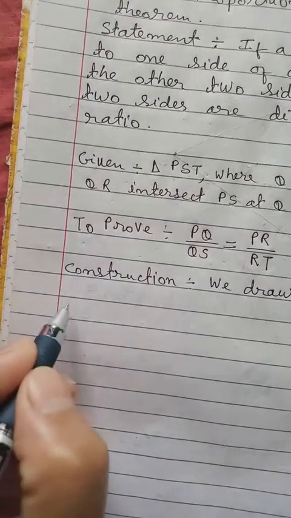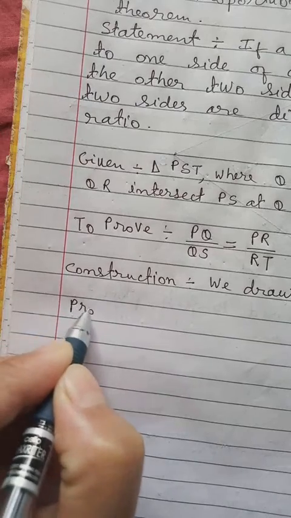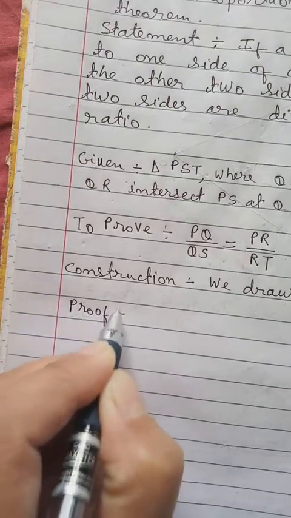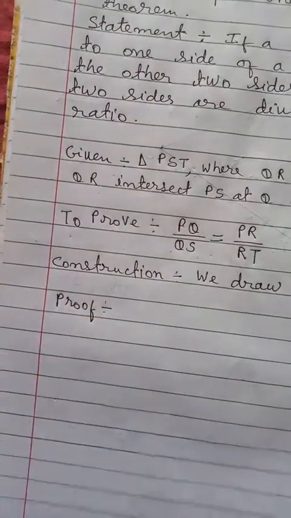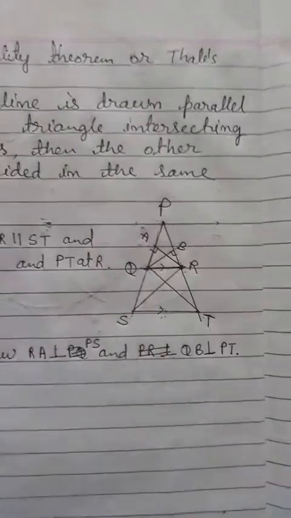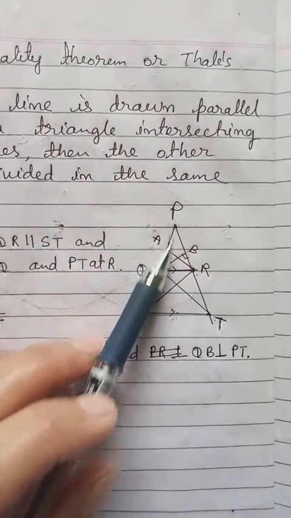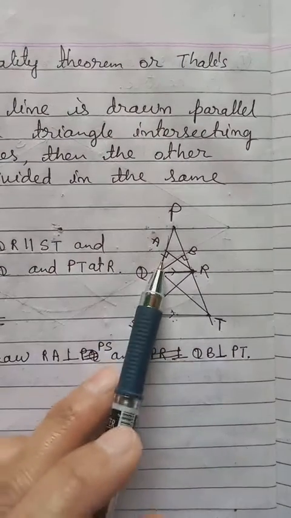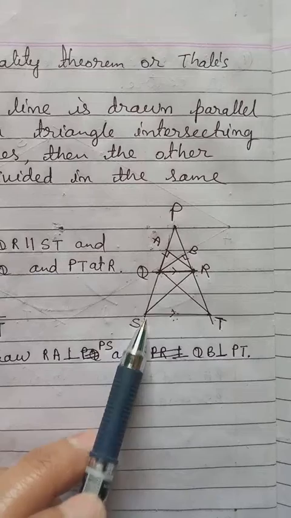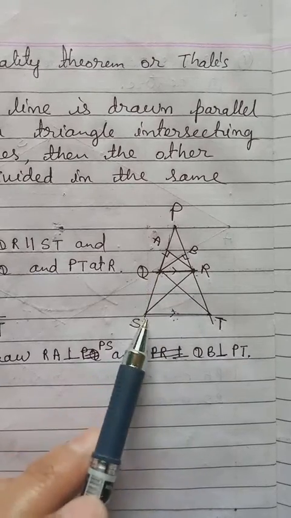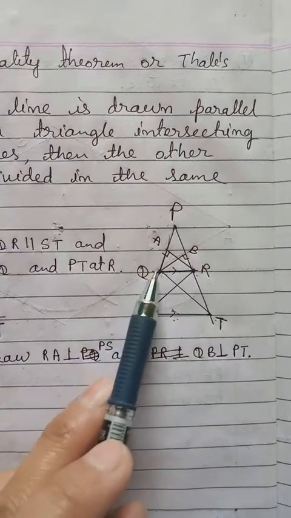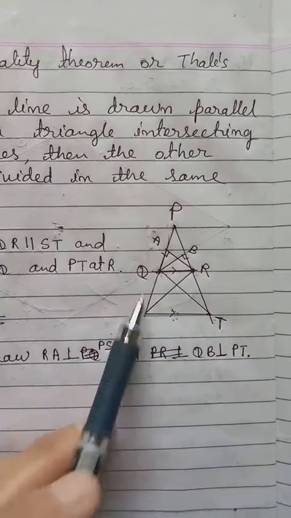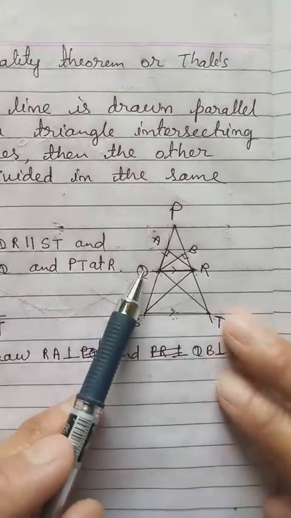Now we will see the proof. So remember, we want to get the ratio, so we will have to take the area. We have PQ and QS. Let us see where these two are. PQ we have in triangle PQR, QS we have in triangle QSR. So we can take these two triangles, triangle PQR and triangle QSR. We will take the ratio of their areas.